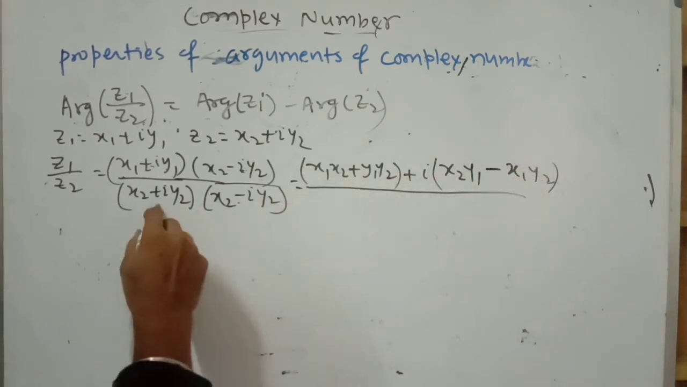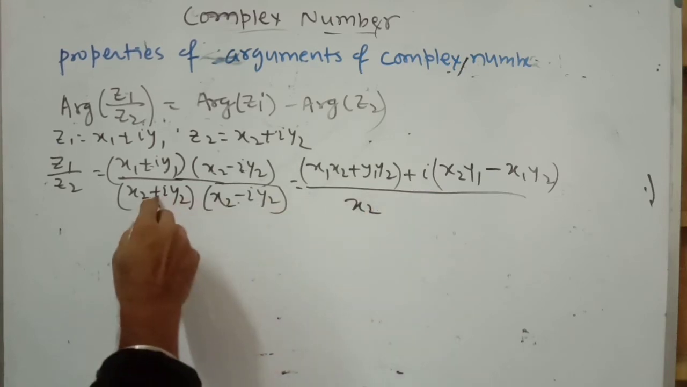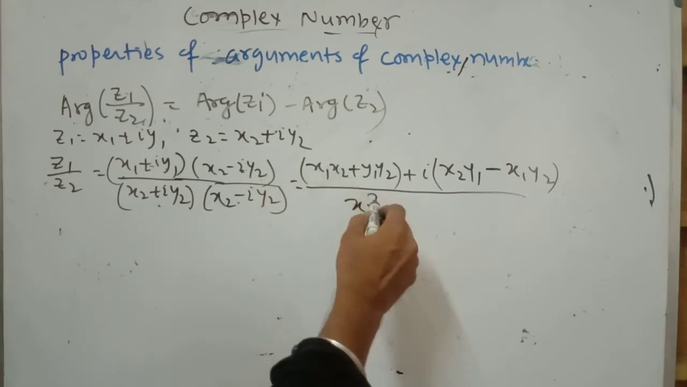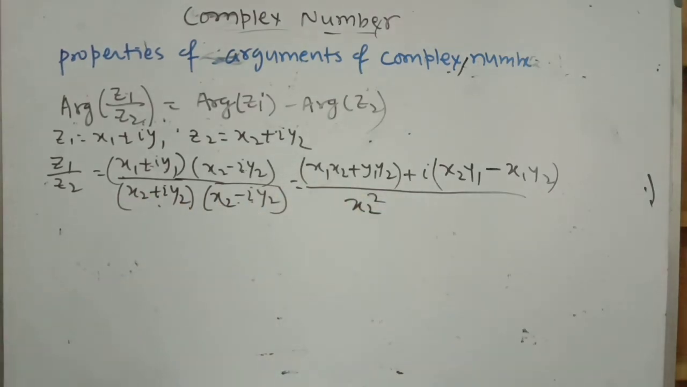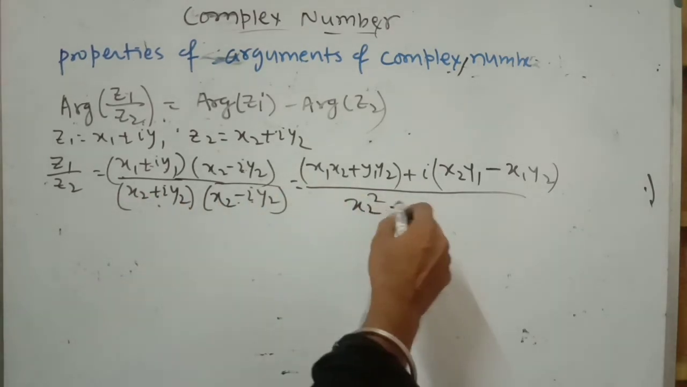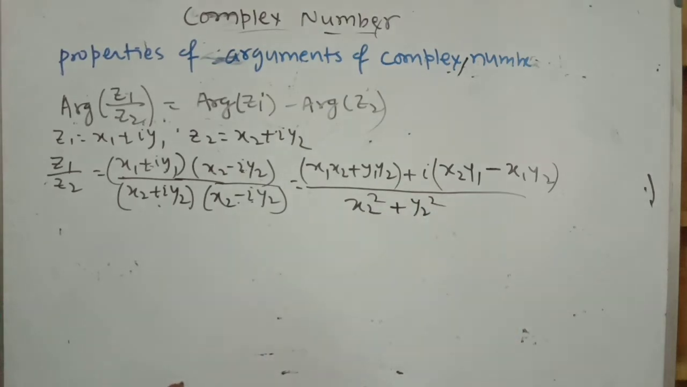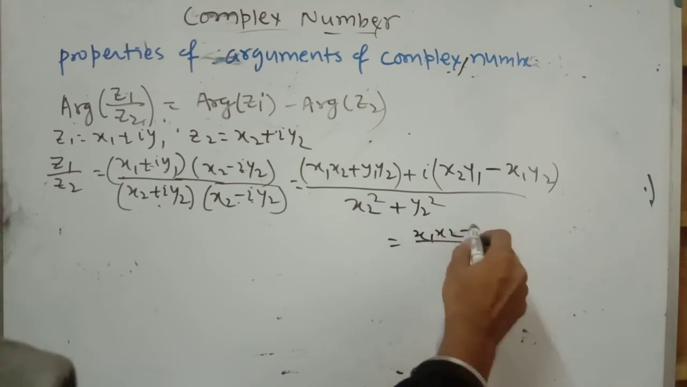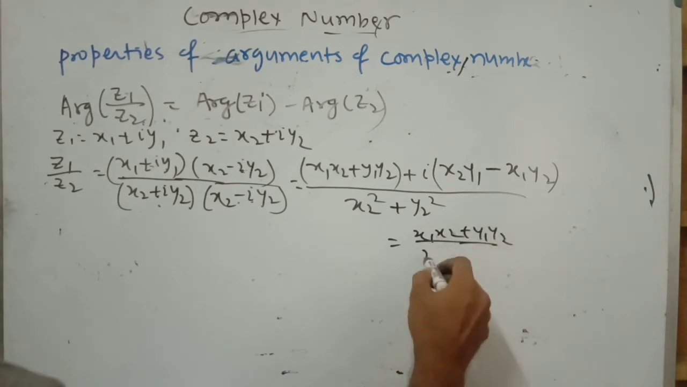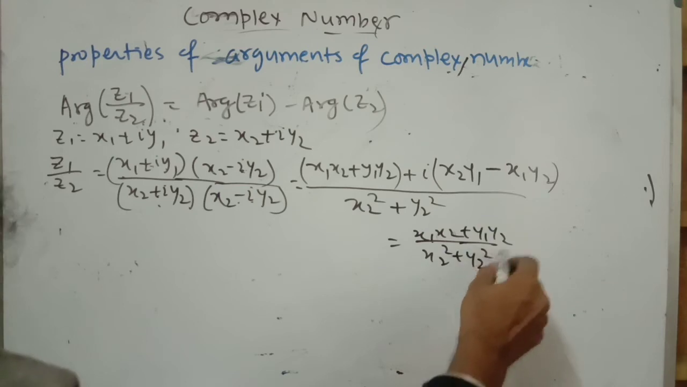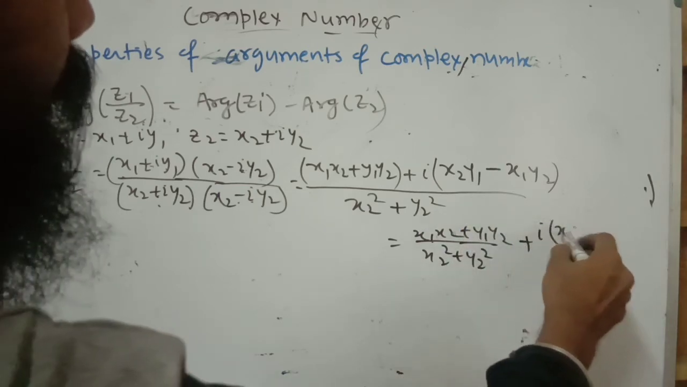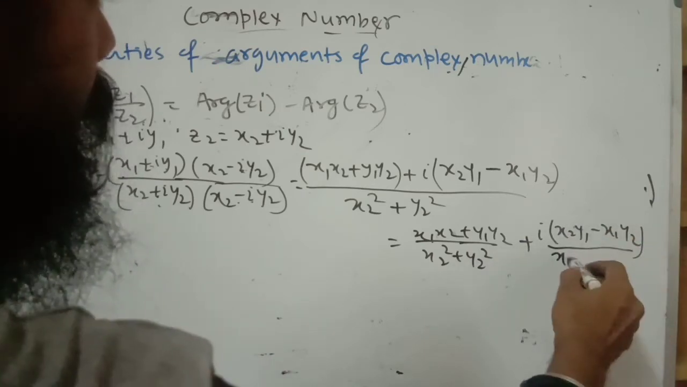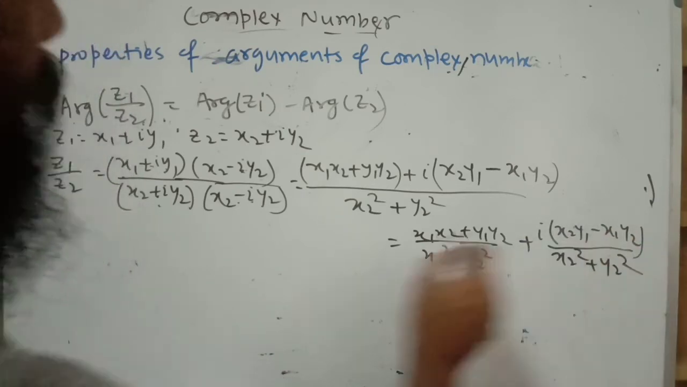After then the denominator: a plus b, a minus b, a square minus b square. So x2 square, I square equal to minus 1, so minus minus plus, y2 square. So after that it becomes (x1 x2 plus y1 y2) divided by (x2 square plus y2 square). Similarly you can write I (x2 y1 minus x1 y2) divided by (x2 square plus y2 square).